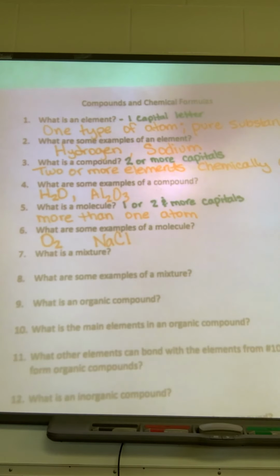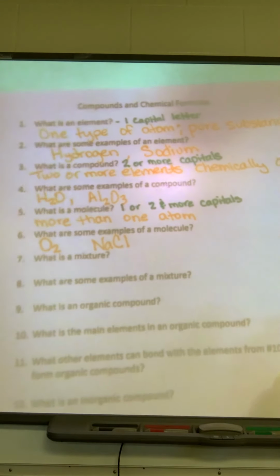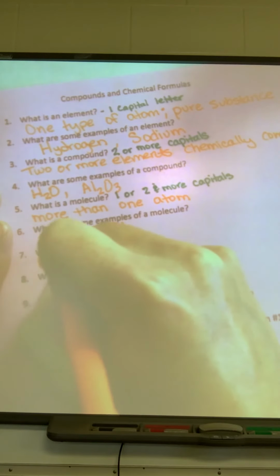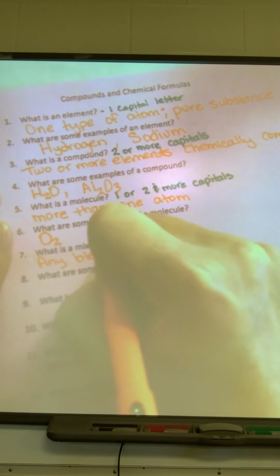All right, then it says, what is a mixture? A mixture is a blended substance that you can take apart. So it's any blended substance that can be taken back apart.